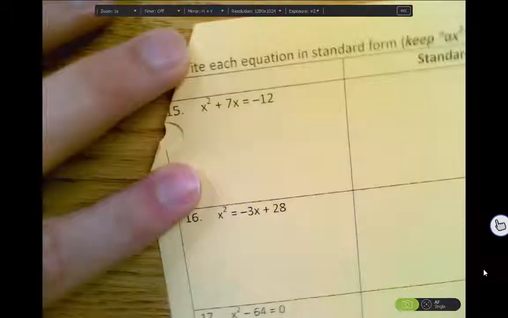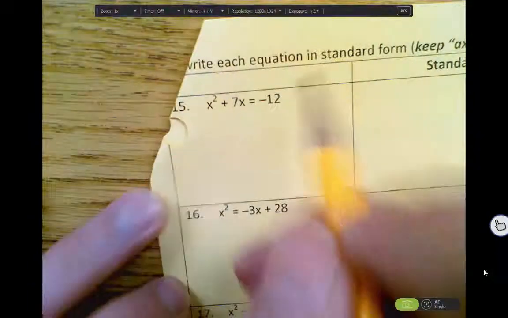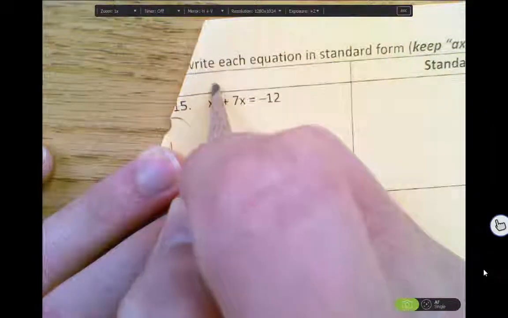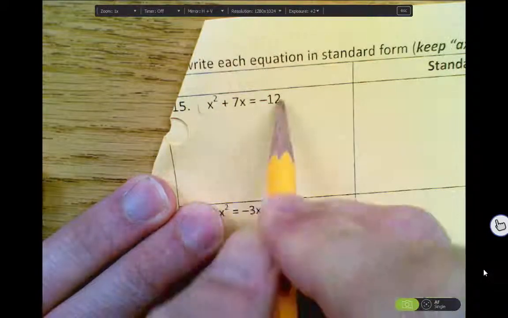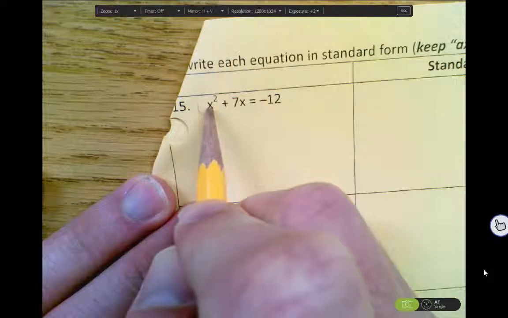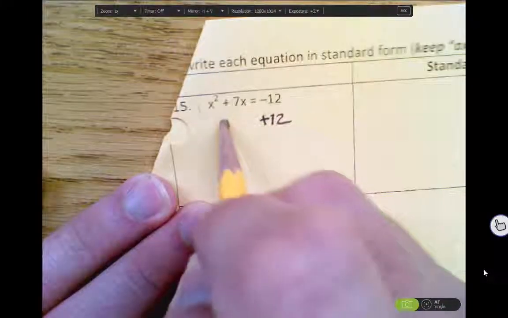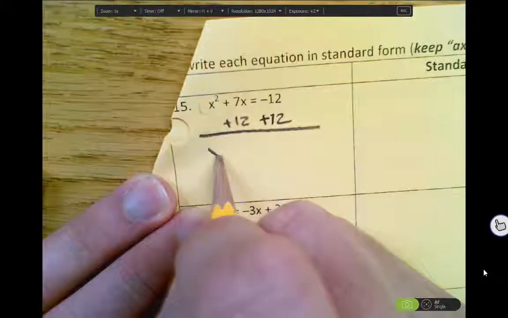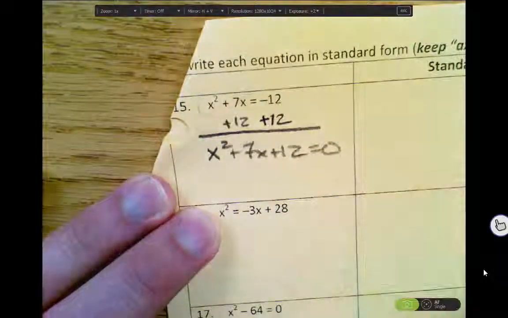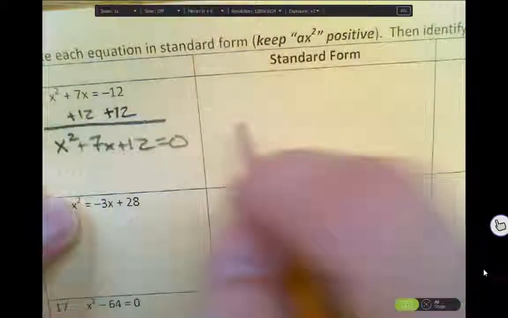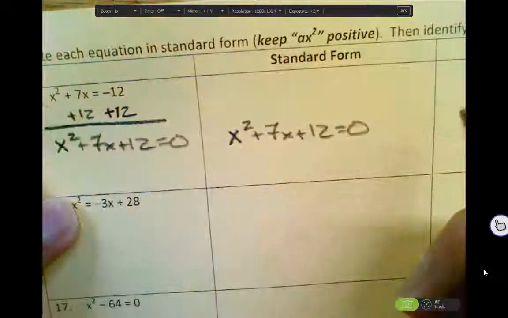Okay. Lastly, on the back side, what we're going to do here is practice writing these in standard form. So I need to set the equation equal to 0, and I also need to make sure that x squared is positive. If x squared was negative, I would simply move it to the right side. But since it's positive, I'll leave it where it is, and I'll move the -12, so I would add 12 to both sides. When I do that, I would get x squared plus 7x plus 12 is equal to 0. So the standard form is x squared plus 7x plus 12 is equal to 0.